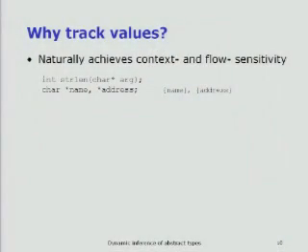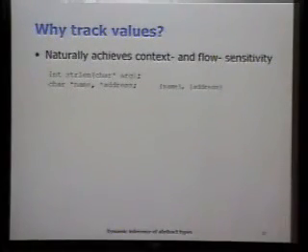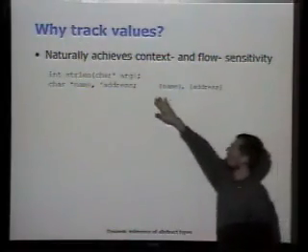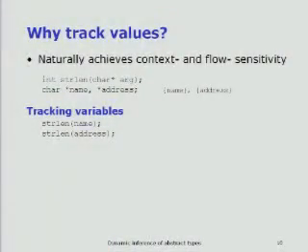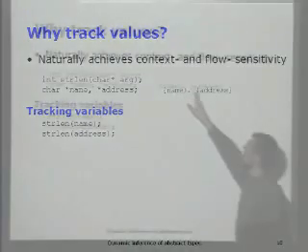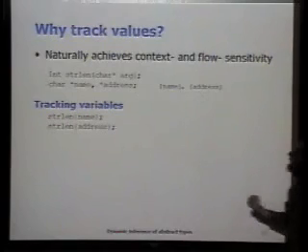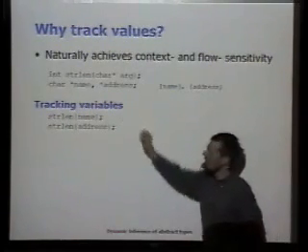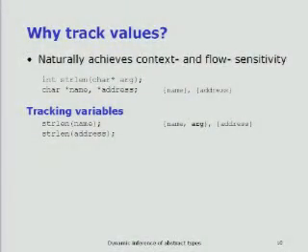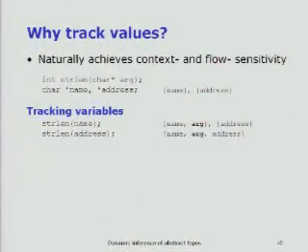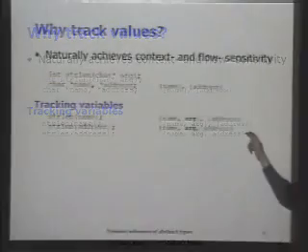Let me first discuss why we're tracking values instead of doing a static analysis. The nice thing about this is that it naturally achieves context sensitivity and flow sensitivity. So here's an example of a routine strlen that takes the length of a string. We start out saying name is in one set and address is in another set. If we were just tracking variables, then first we call strlen on name, and that says name is in the same set as arg. That's fine. Now we later have a call to strlen of address, and that says arg is in the same set as address, so all three of them get put in the same set.